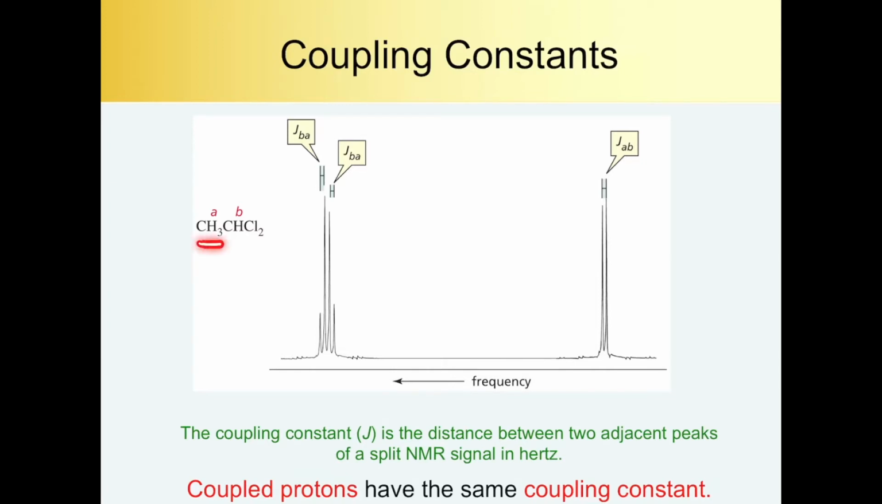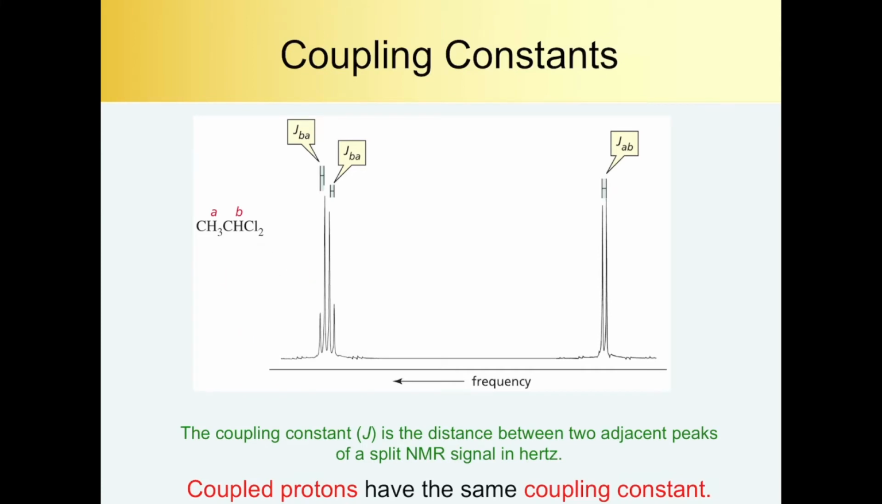Here is 1,1-dichloroethane, and you can see there are two different types of protons, proton A and proton B. Proton A will be split by proton B as a doublet. Why? Because you have only one neighboring hydrogen, so it's 1 plus 1, that's going to be a doublet. And similarly, proton B will be split by proton A as a quartet, because there are three neighboring hydrogens, so it's 3 plus 1, that's equivalent to a quartet.